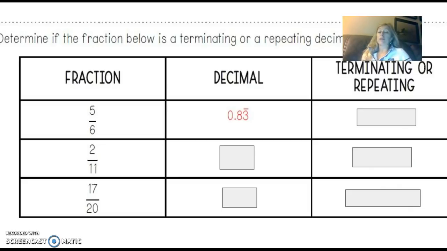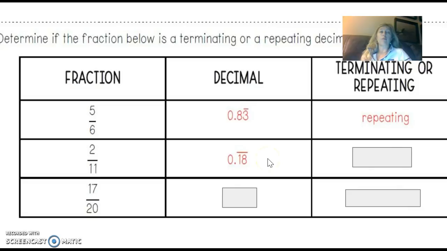So is this terminating or repeating? Well, terminate means to end. If you've ever seen the Terminator, it means to end. Terminating means end. This doesn't end. It repeats. So this is a repeating decimal. Try the same thing again with 2 over 11. 2 over 11 means 2 divided by 11. Put it into your calculator, please.